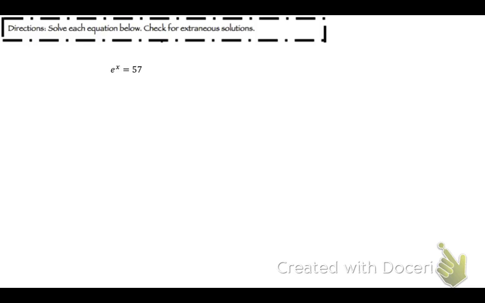Okay, for this one, let's change it to a logarithm. So that's going to be log base e of 57 equals x. Well, log base e is ln, so ln of 57. There's an ln button. It's right underneath the log button, so just put that in your calculator. You get 4.0431. Voila.